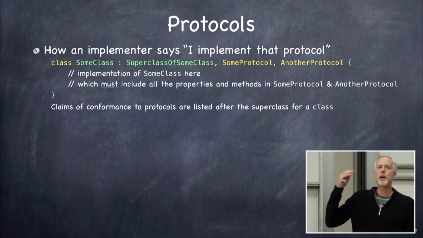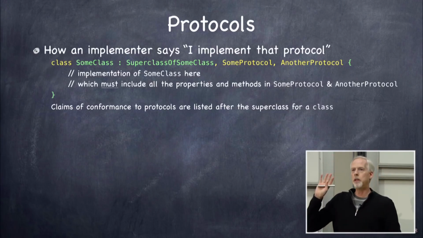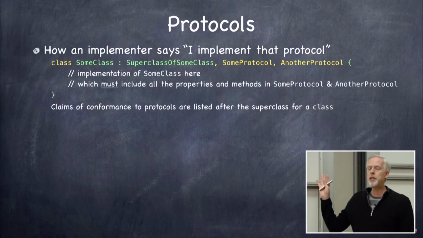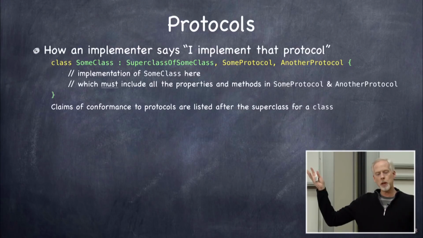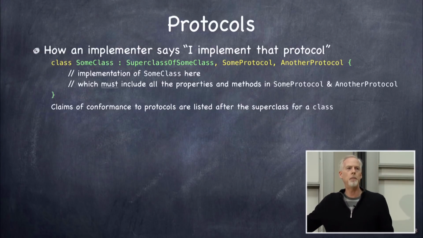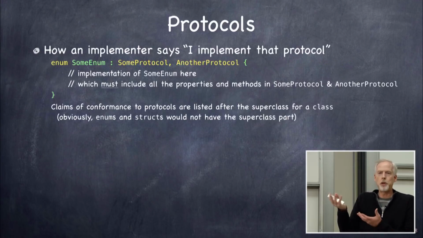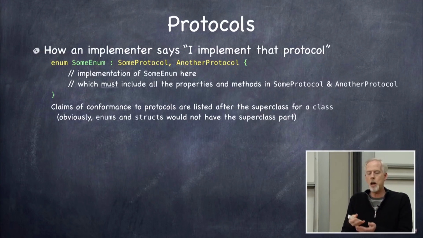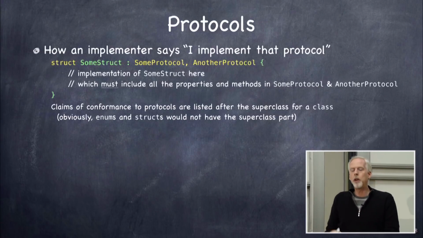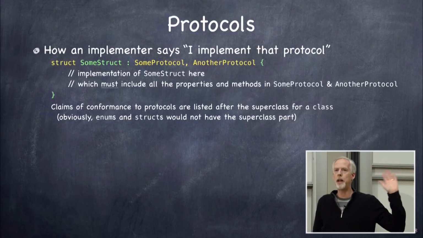Now let's look how a class or a struct raises its hand and says, yes, I will implement this protocol. All it does is in a class, after the superclass, you just say comma, all the protocols you claim to implement. It's as simple as that. And of course, for a struct, there's no superclass, so you would just say enum or struct, whatever, colon, the protocols you implement. Okay, so that's how you claim. This is you raising your hand and saying, I implement that.